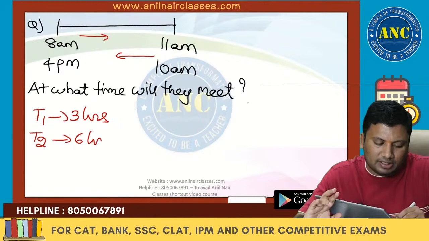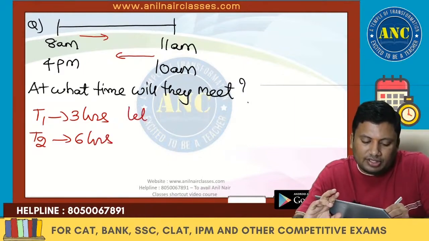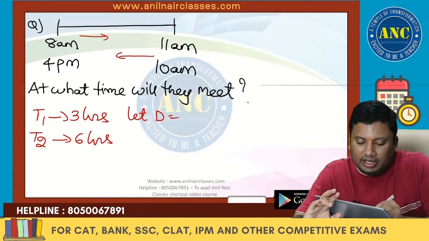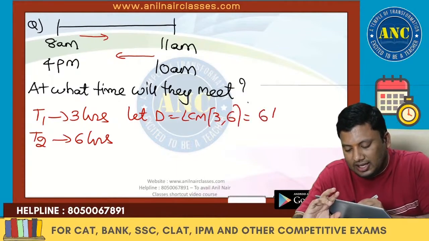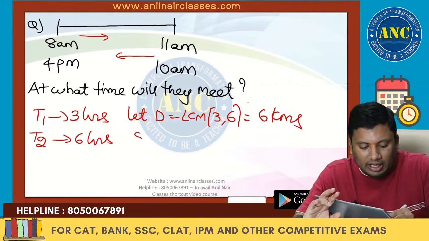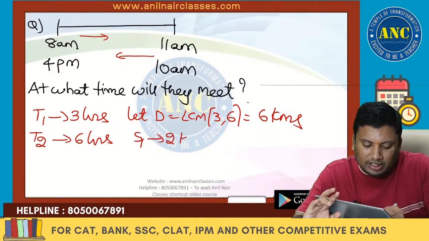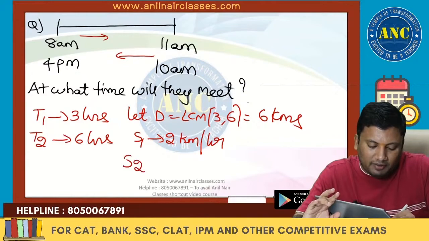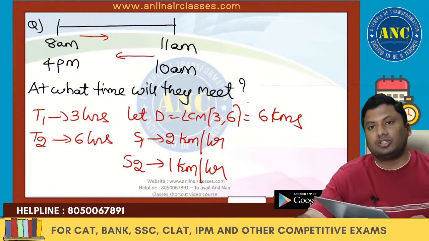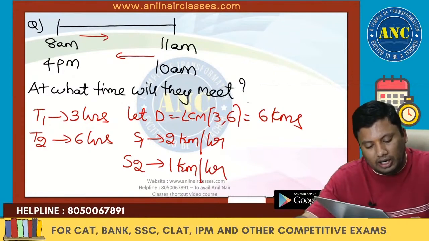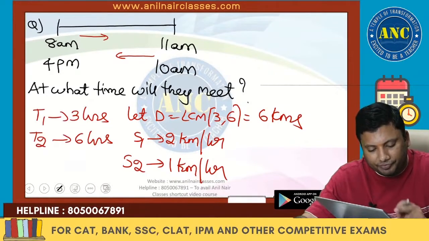First step remains the same. Let D be the LCM of 3 and 6, which is nothing but 6 kilometers. S1 is 2 kilometers per hour. S2 is 1 kilometer per hour.